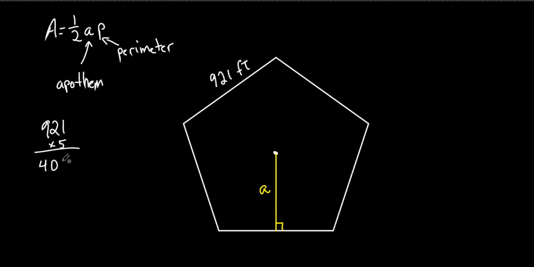4605. All right, so there you go. You got the perimeter. So now all we got to do is find the apothem. But they give you some other stuff. Let's see what they give us.